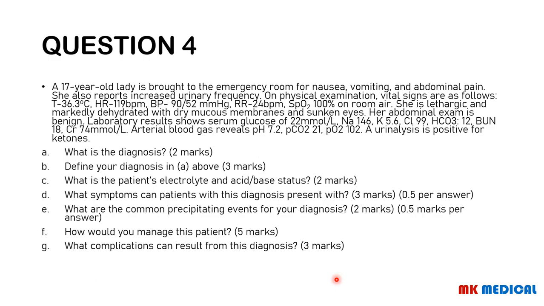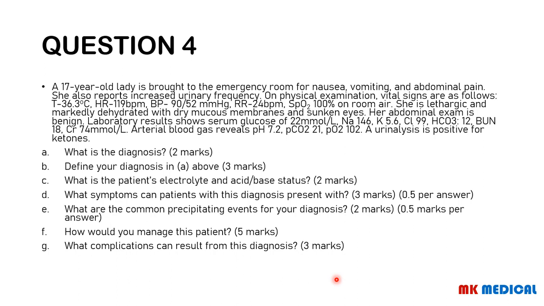Moving on to question 4. A 17-year-old lady is brought to the emergency room for nausea, vomiting, and abdominal pain. She also reports increased urinary frequency. On physical examination, her vital signs are as follows: temperature 36.3, heart rate 119 beats per minute, blood pressure 90/52, respiratory rate 24, SpO2 100 on room air.